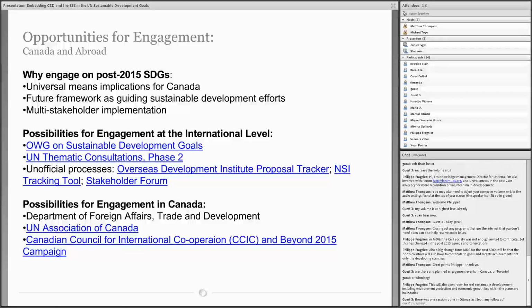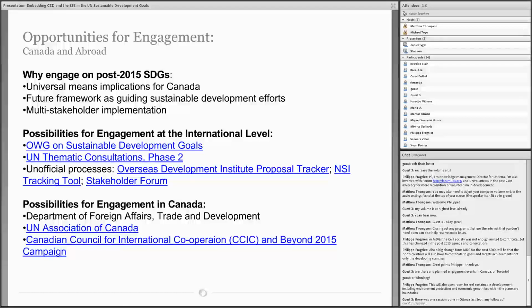On the Canada side, very quickly, you have Foreign Affairs, Trade and Development. My understanding is that there is a plan to consult with civil society organizations. I haven't received more details than that, so I won't say more, but we should expect that at some point, although it certainly hasn't been officially announced. The UN Association of Canada is also doing consultations. That link takes you to their website, and they're doing consultations across Canada on Canadians' priorities for post-2015, particularly in areas related to food security and agriculture.